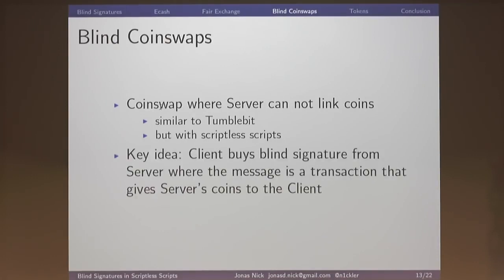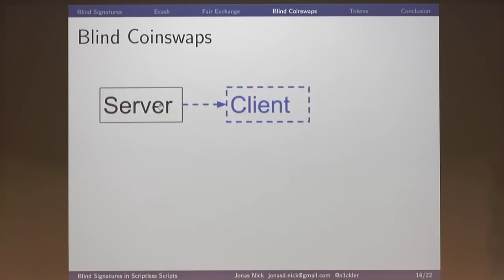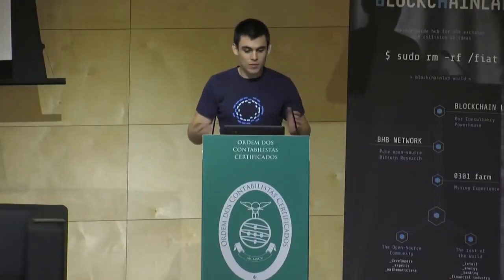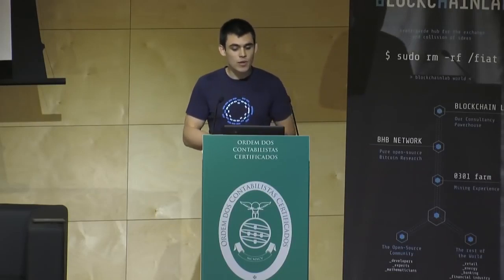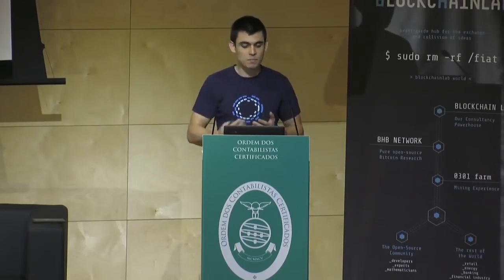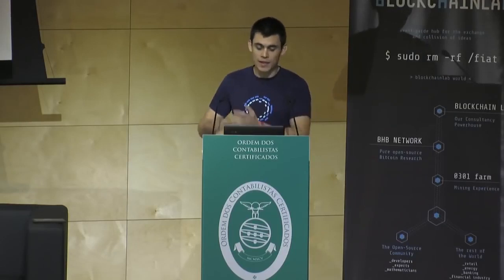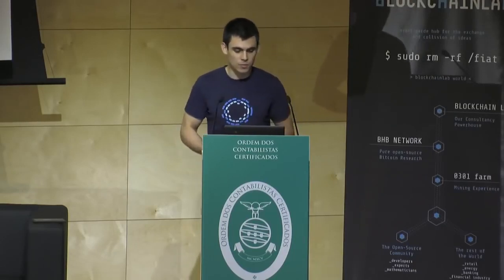Okay, so the key idea here is that the client buys a blind signature from the server where the message is not anything, but it's actually a transaction which gives server coins to the client. So let's look a little bit more into how this works. Let's assume the server has a bunch of coins. They are here represented by this box with a server label, and the client then creates an unsigned transaction spending these coins from the server. It cannot sign it, of course, it needs the signature from the server.